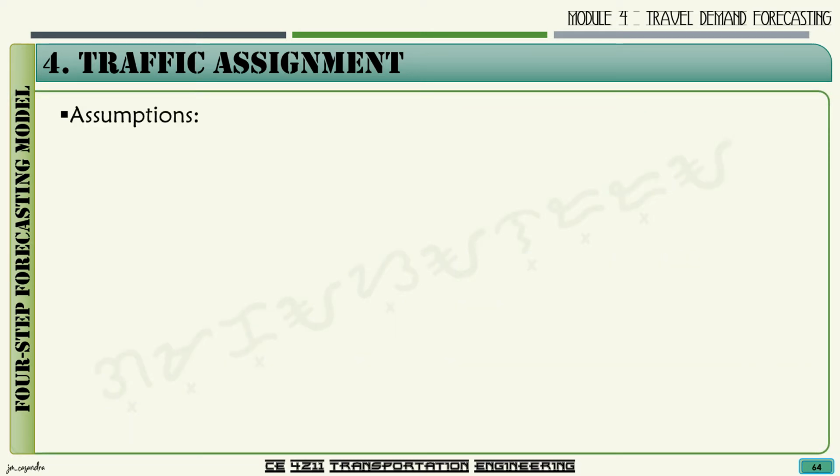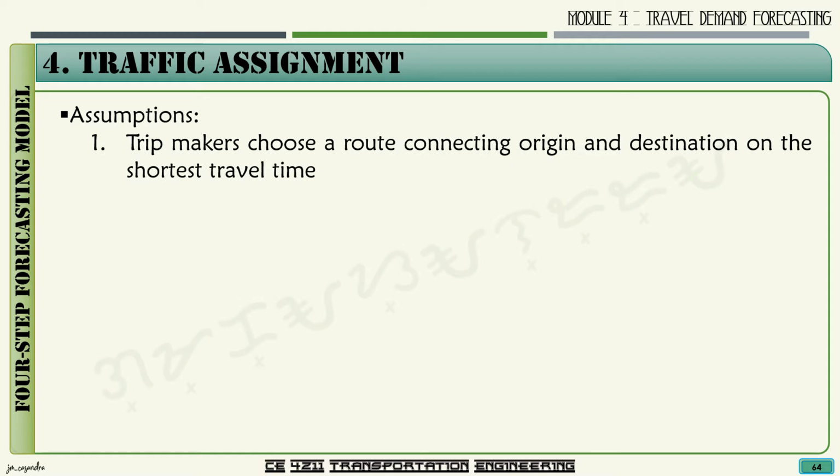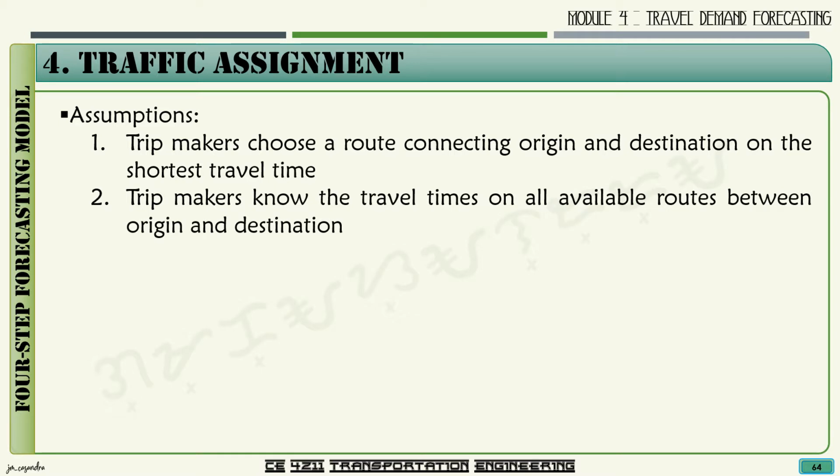The assumptions that we would take if we are performing the traffic assignment in our forecasting would be: 1. The trip makers would choose a route that would connect the origin and the destination with the shortest travel time. 2. The trip makers always know the travel times on all available routes between the origin and destination.